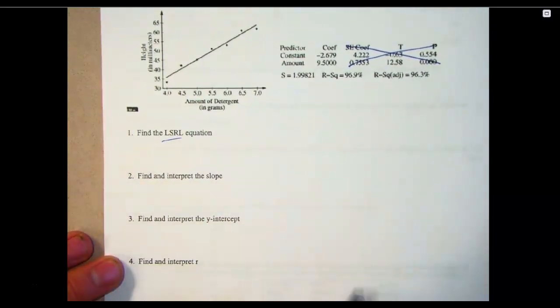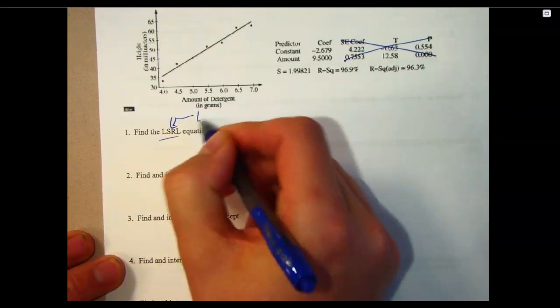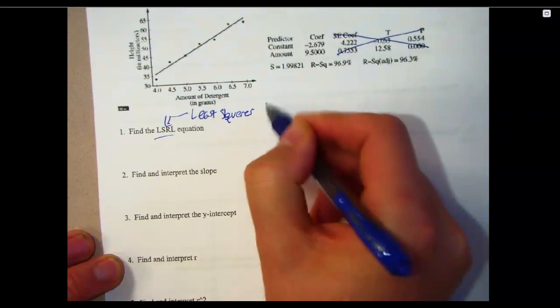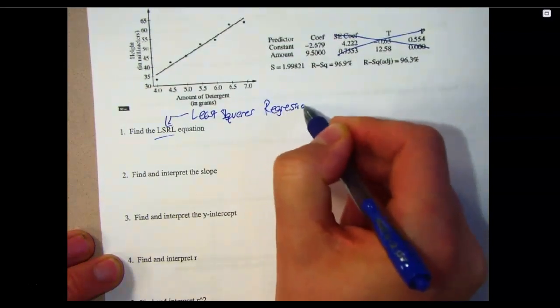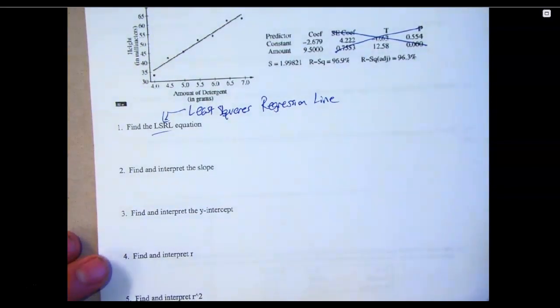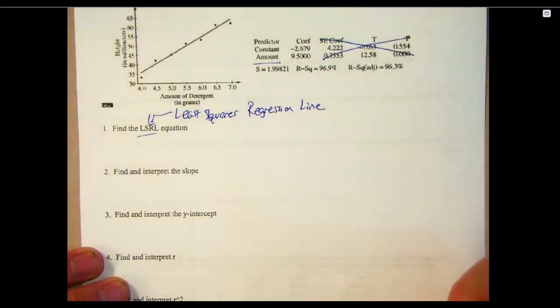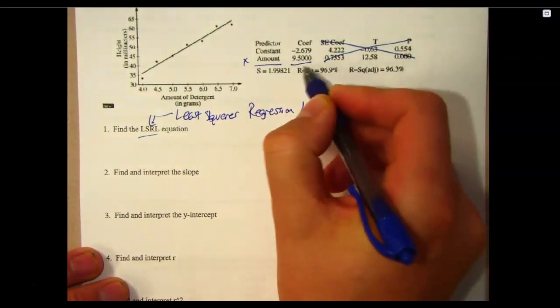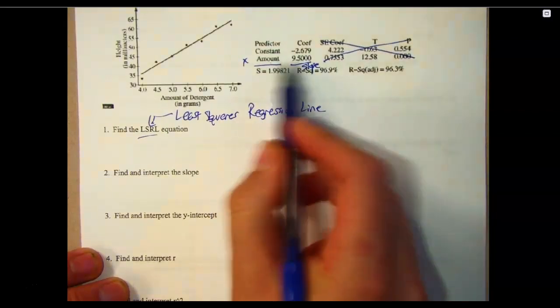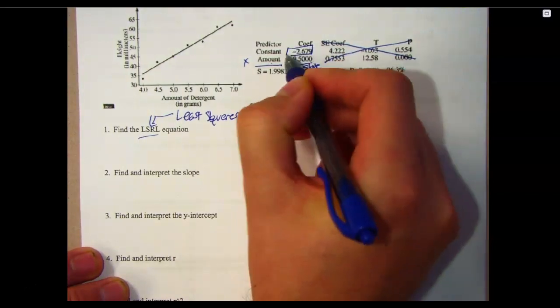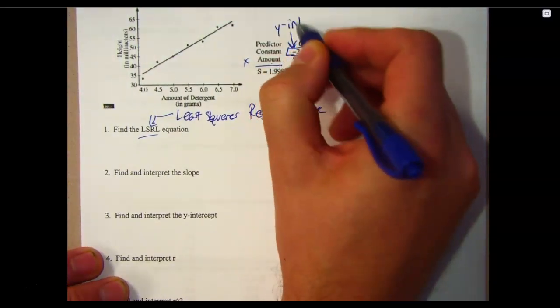So number 1, find that. So this is the LSRL, least squares regression line, by the equation. Get that? So what does amount represent? It's x. The coefficient of that x is the slope. It's the number in front of the x. The number in front of the x is always the slope. And then the constant right here is your y-intercept.